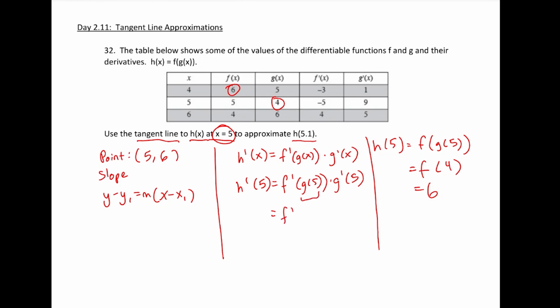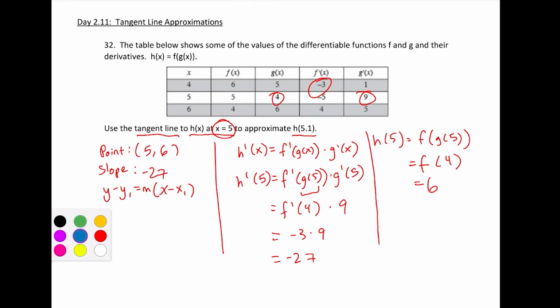G of 5, let me erase all this. G of 5 is going to be 4. And g prime of 5 is going to be 9. F prime of 4 is negative 3. So we have negative 3 times 9 is going to be negative 27. So that should be the slope there. Now we can write our tangent line. It'll be y minus 6 equals negative 27 times x minus 5.